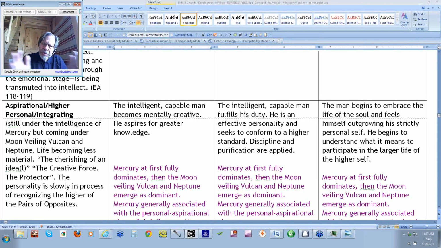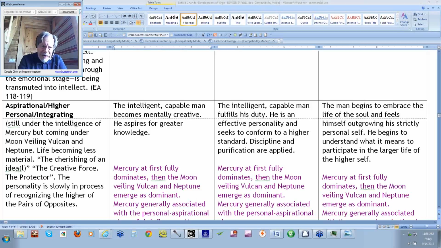So, going through what it could be like in those earlier stages gives us some idea from which to contrast the later stages. Now we are beginning to reverse the wheel. We're in stage 4. We are having some aspiration here. There's a higher personal integration occurring. The person is becoming an aspirant. We're still under the general influence of Mercury, because we're not quite a disciple, but we're getting there. But now coming under the moon veiling Vulcan and Neptune. Life is becoming less material.